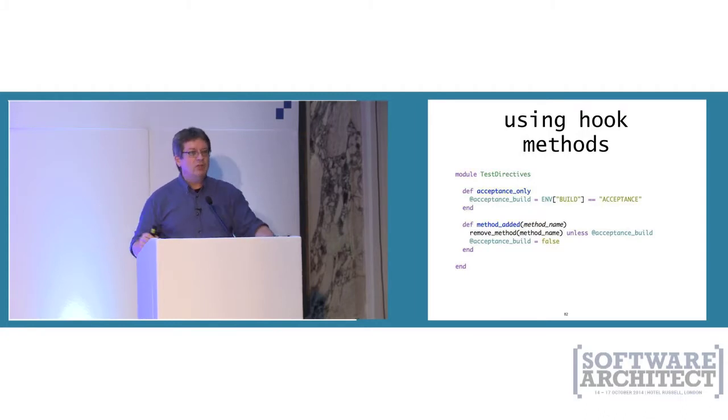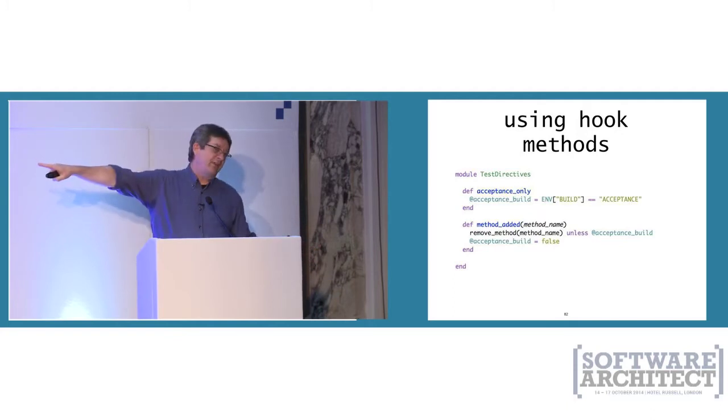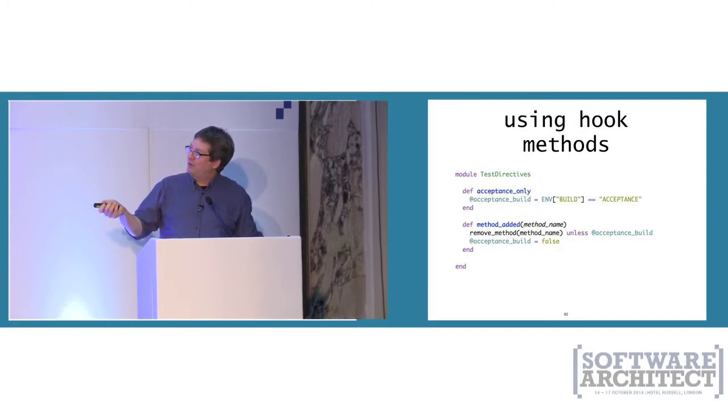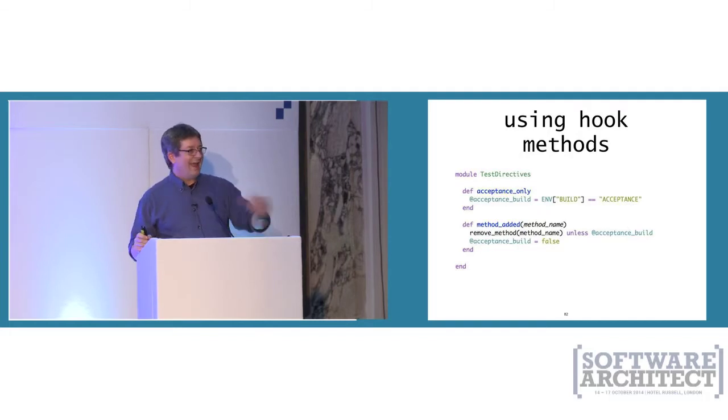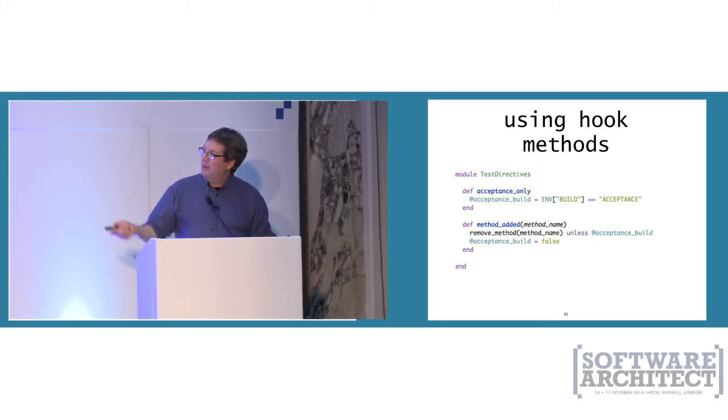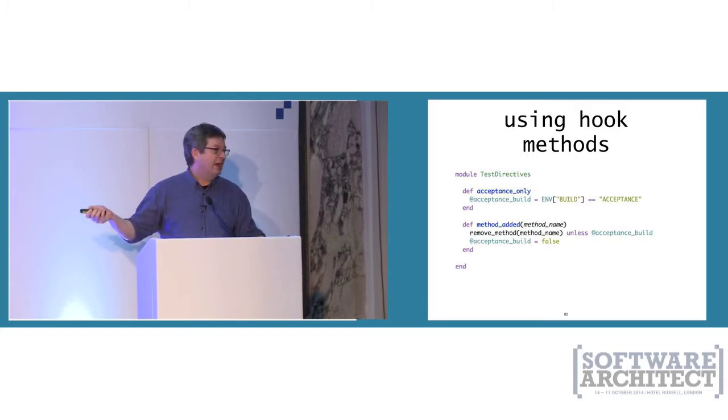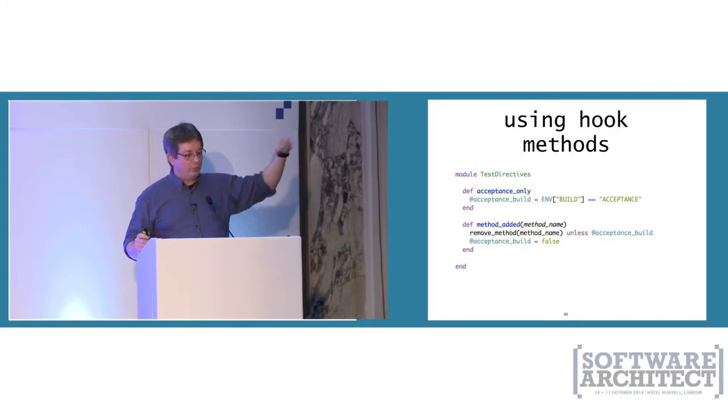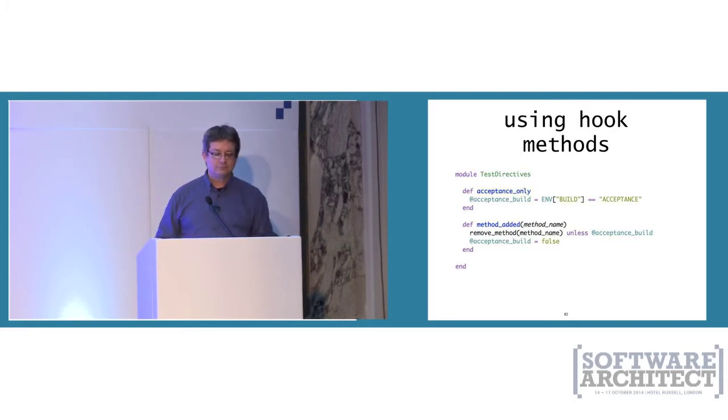So every time you add a method to a class, after you've added that method, it fires the method added method for you. And method added says, remove this method unless that variable is true. So this is the computer science equivalent of the game whack-a-mole. You try to add it in, and this just sucks it right back out if that conditional is not true. And then it resets that flag to false again, so that you have to set that flag every time you want to suck one of these methods out.